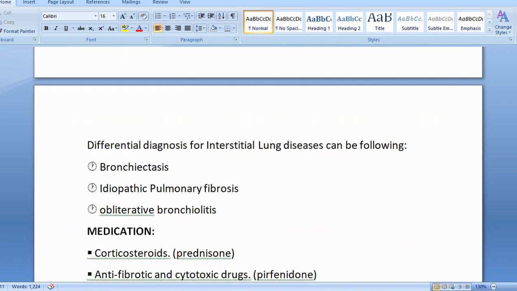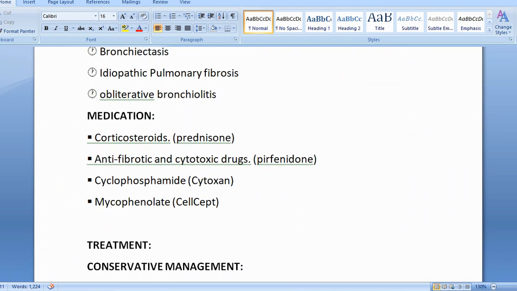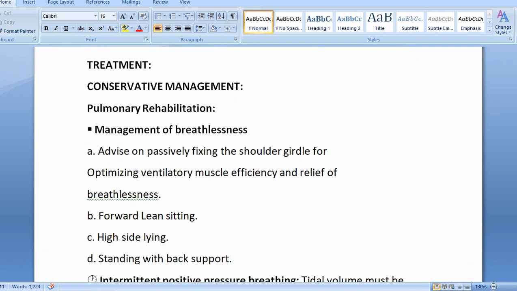Differential diagnosis. Differential diagnosis for interstitial lung diseases can be the following: bronchiectasis, idiopathic pulmonary fibrosis, obliterative bronchiolitis. Medication: corticosteroids, prednisone, antifibrotic and cytotoxic drugs, pirfenidone, cyclophosphamide, Cytoxan, mycophenolate, that is CellCept. Treatment: conservative management, pulmonary rehabilitation, management of breathlessness.